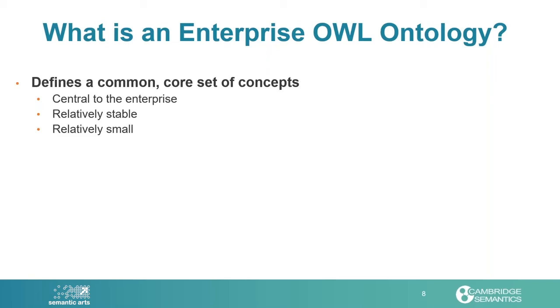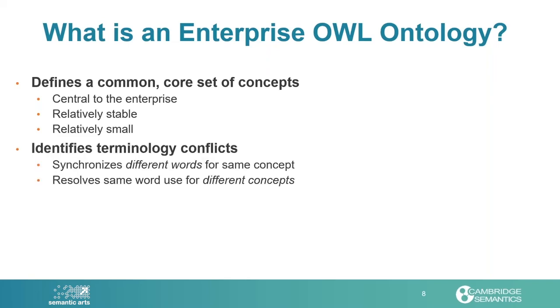So one thing about defining an enterprise ontology like this is that it helps identify terminology conflicts that the enterprise has. It helps synchronize the case where you might have different words for the same concept, right? Different lines of business or different people use different words when they really mean the same thing. Also during this time, you'll see the opposite. You'll see the cases where the same word is being used for different concepts, that kind of ambiguity as to which one you are meaning.